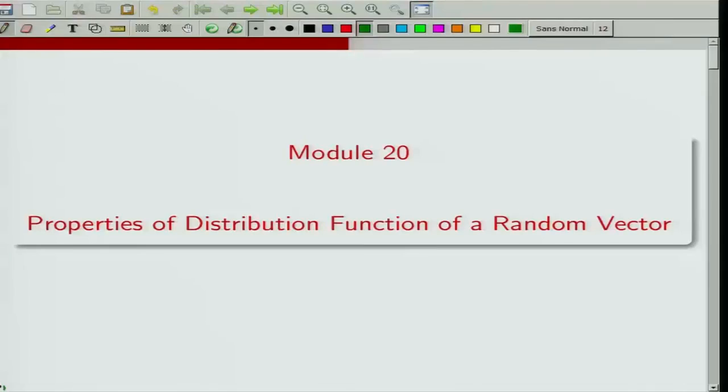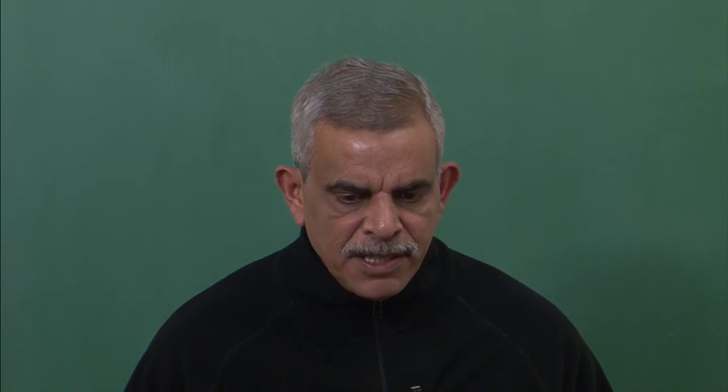So, welcome to module 20. In this module, we will discuss properties of distribution function of a random vector. We have already discussed the properties of distribution function of a random variable. So, here we will discuss the properties of distribution function of a random vector.